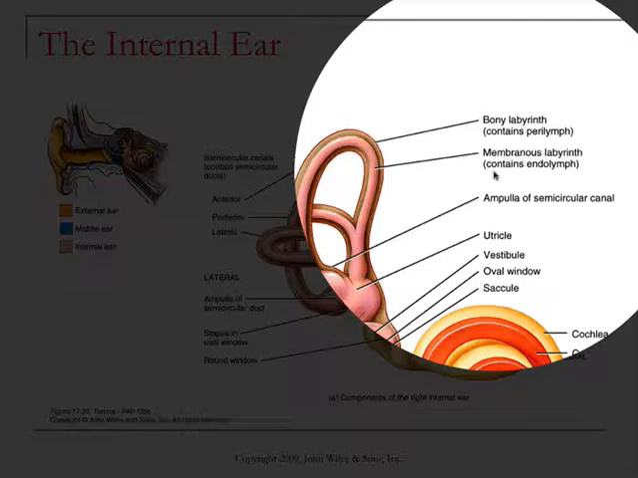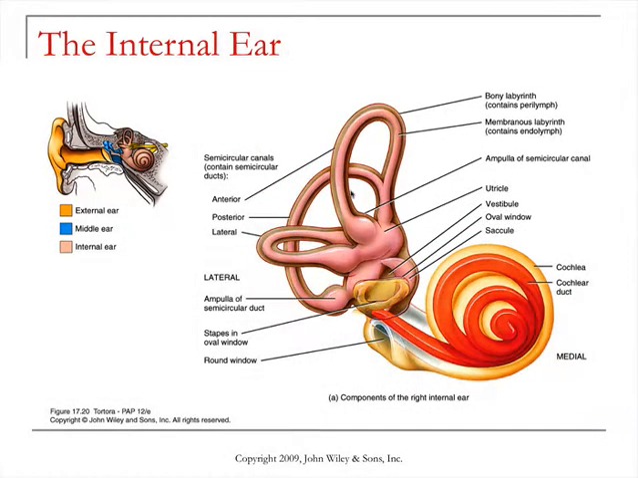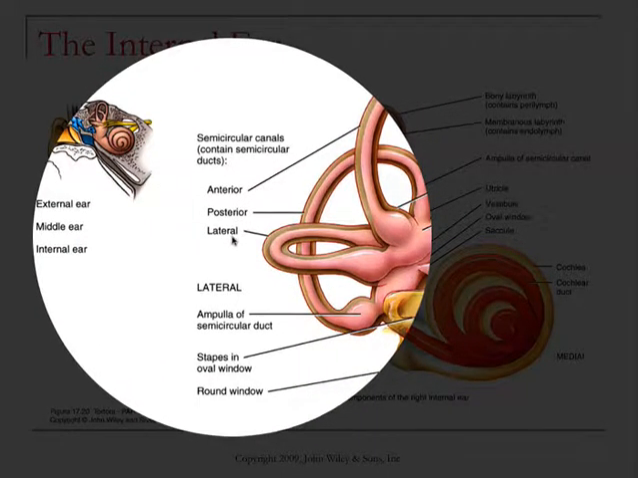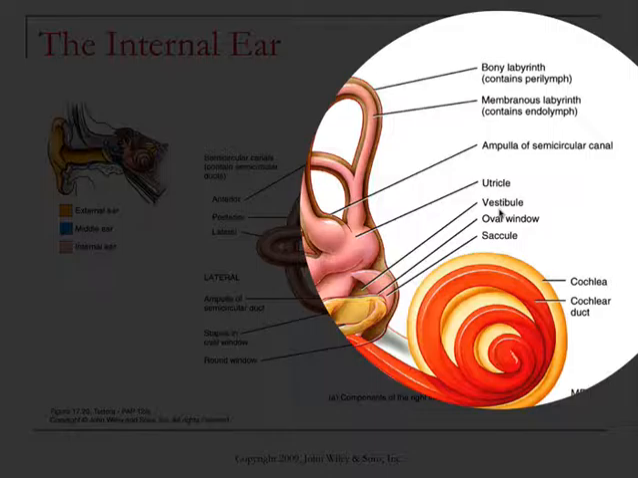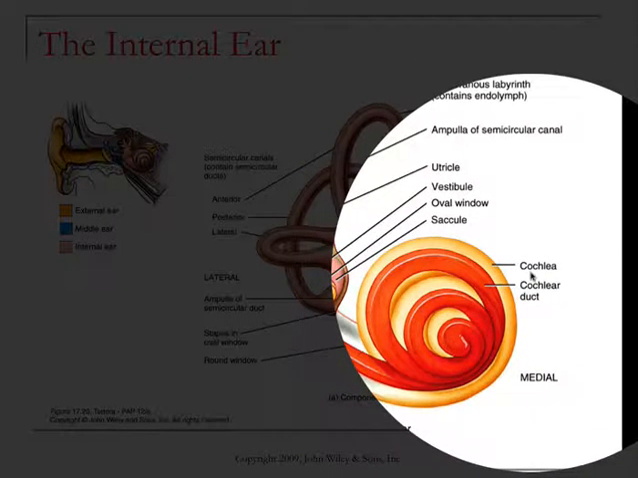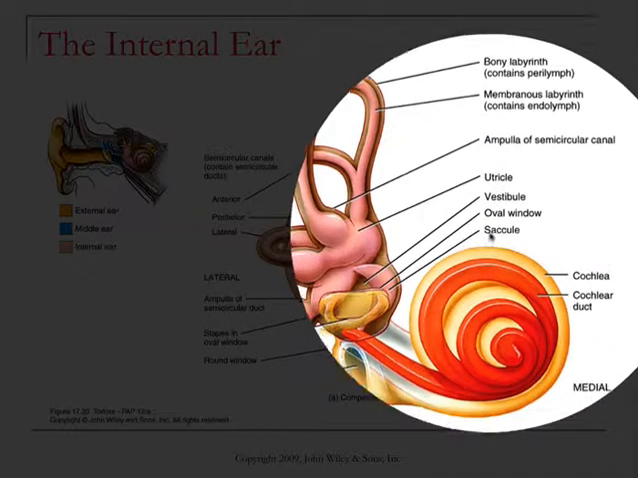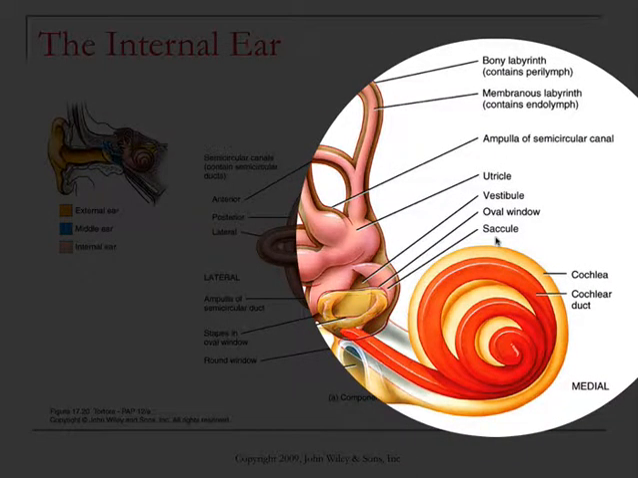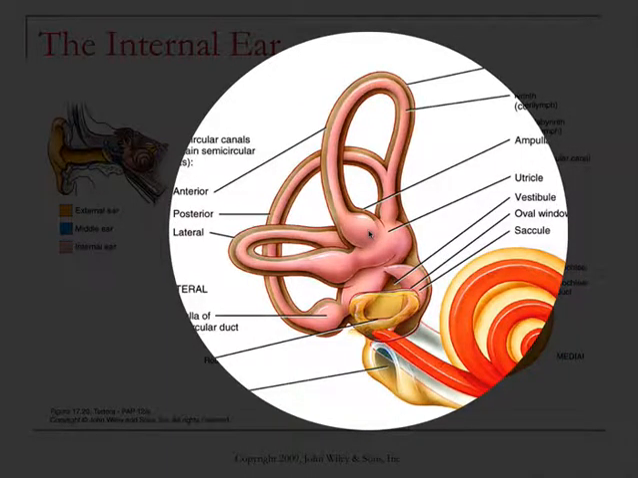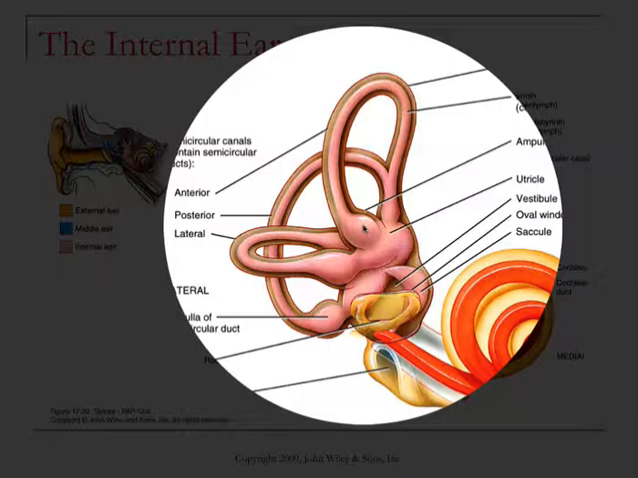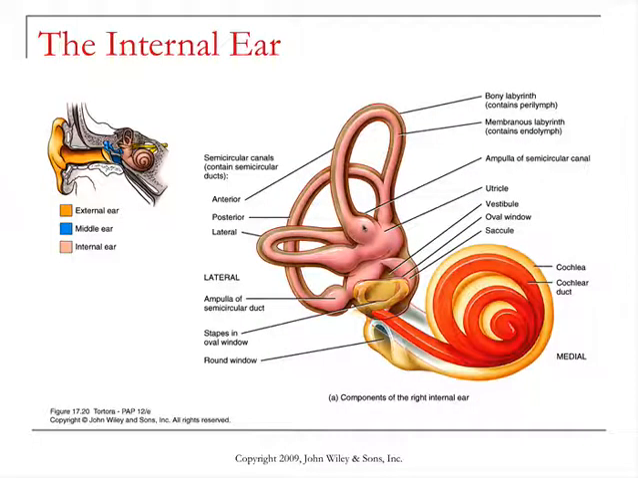There are three basic parts to the internal ear: the semicircular canals, an anterior, posterior, and lateral one, an area called the vestibule, and the cochlea. The vestibule, which is a kind of rounded portion, has inside of it two membranous labyrinths called the utricle and the saccule. You'll notice down at the base of each of the semicircular canals that there's a swelling called the ampulla. We'll talk about what these do a little bit later on.